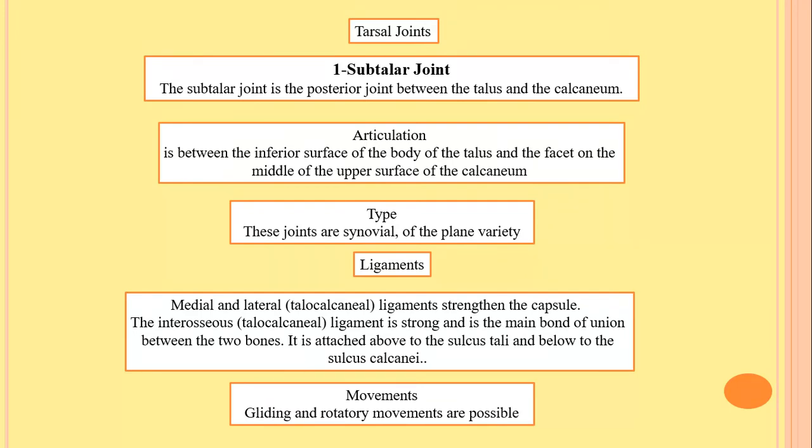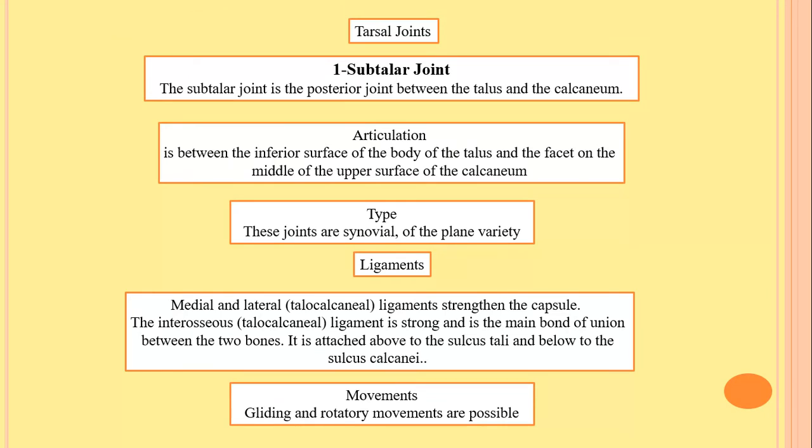The posterior joint between the talus and calcaneum: as you have seen in the previous slide, the articulation is between the inferior surface of the body of the talus and the facet on the middle of the upper surface of the calcaneum. It is a synovial plane type, meaning gliding movement occurs here, and some rotatory movement also occurs. The medial and lateral talocalcaneal ligaments strengthen the capsule. The interosseous ligament is the strong main bond of union between the two bones.